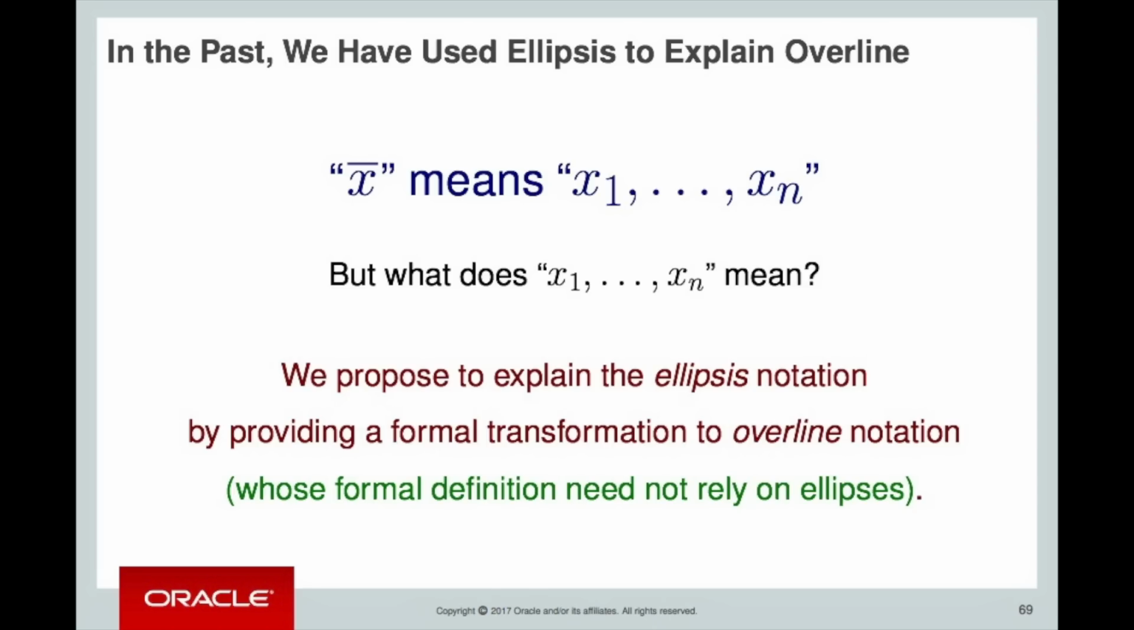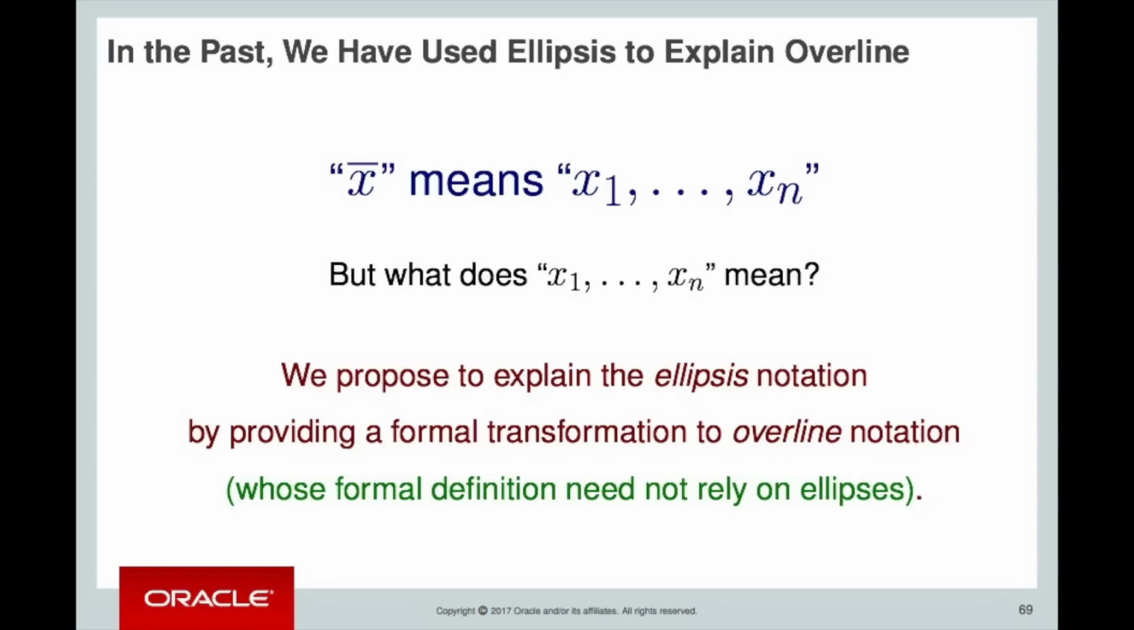In the past, we've used ellipsis to explain overline. In all the POPL papers where overline is explained at all, they typically say x over bar means x1 dot dot dot x sub n. Maybe there are commas there. But now that raises the question, doesn't beg the question, but it raises it. What does the dot dot dot mean?